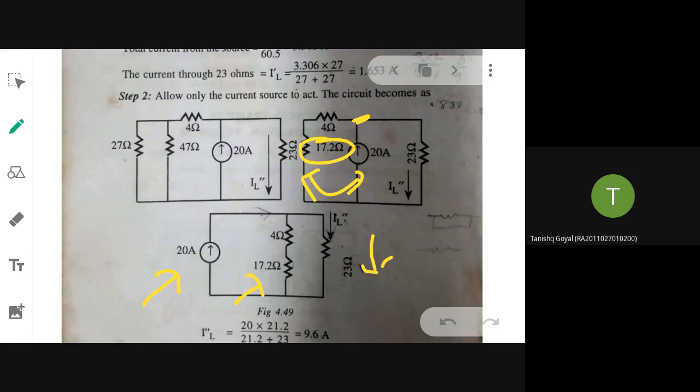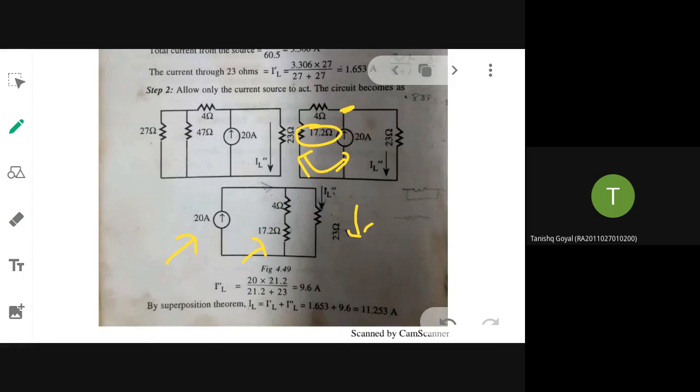So again, what is the total current here? I am doing it by current division only. What is the total current? Total current is 20 ampere, so IT is 20 ampere. What is the opposite value of resistance to this?